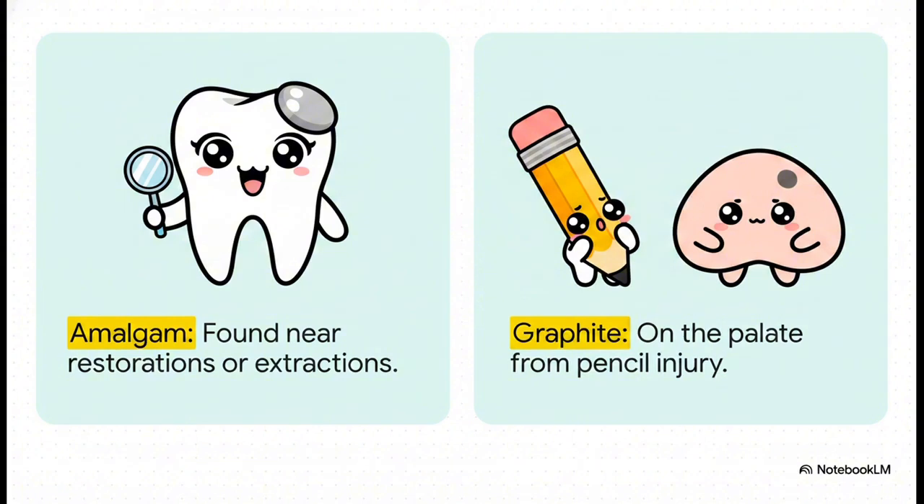Graphite tattoos, however, are a super unusual source of exogenous pigmentation, and they're almost always found directly on the palate. They are the result of a traumatic implantation of graphite from a childhood pencil accident. And honestly, because it happens in childhood, the patient often won't even remember the injury. I mean, who hasn't accidentally been stabbed by a pencil in the second grade, right?